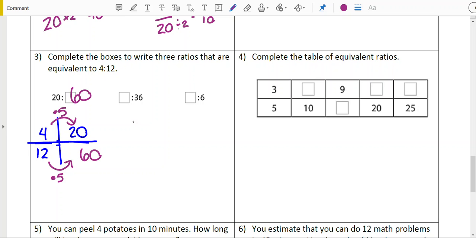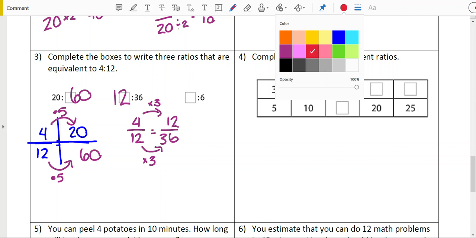Same thing for the next one. So I have 4/12 again, and I need to get to a denominator of 36 because it's the second number. So I'd have to multiply times 3. So 4 times 3 would then be 12, so it'd be 12/36.